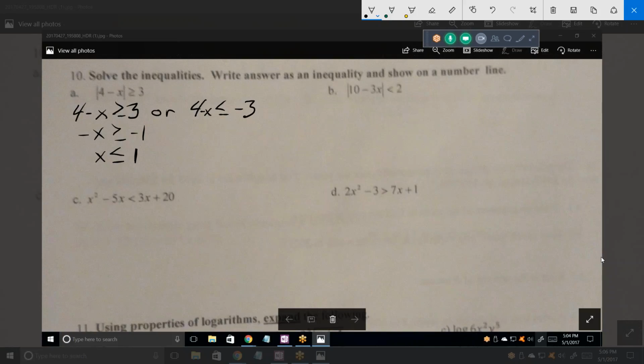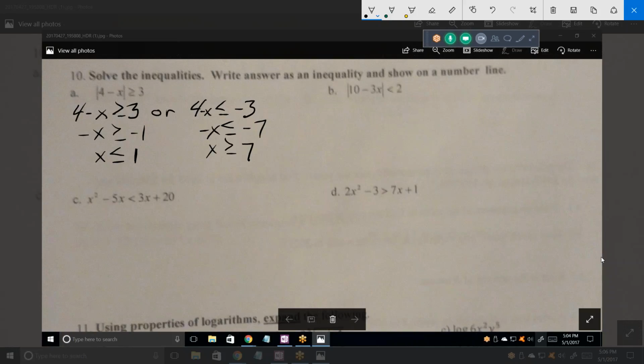Solve the right part for me. So subtract 4, giving me? Just give me each line. Minus 7. Okay. And then x is greater than or equal to 7. Okay.